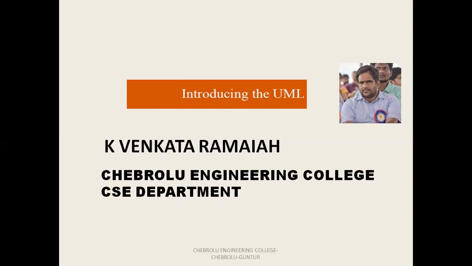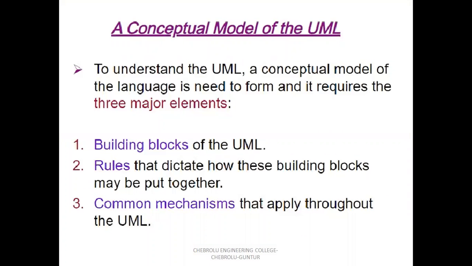Introduction to UML. The conceptual model of UML. To understand the UML, the conceptual model of the language needs to be formed, and it requires three major elements. First one, building blocks of the UML. Second one, rules. Third one, common mechanisms. The building blocks of the UML are used to build the different things, relationships and diagrams. Rules indicate how the building blocks may be put together. Common mechanisms are the mechanisms that are applied throughout the UML.